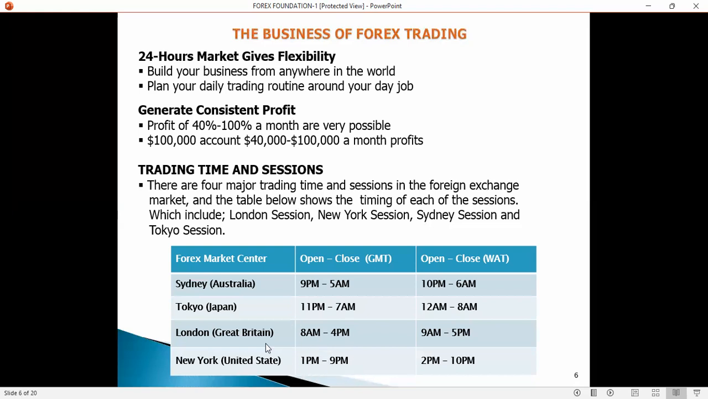They will be more active during their own session than every other session, which means the Australian dollar will be more active during its own session than when it is the London session. All right. But all of that, you need a good knowledge, and that is why we are here.